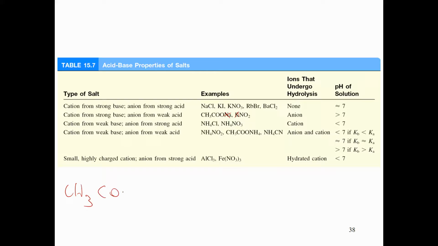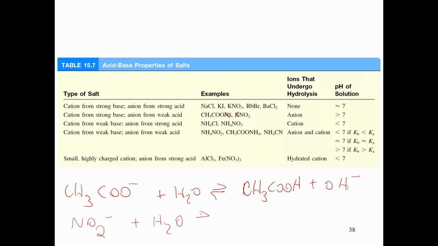CH3COO minus means that it's deficient in a hydrogen. It's missing something, okay? Plus H2O produces CH3COOH plus OH minus, or NO2 minus plus H2O produces HNO2 plus OH minus, okay? Because those guys are acting as bases. So this is a good indication that you have a base, okay? If you're missing a hydrogen.